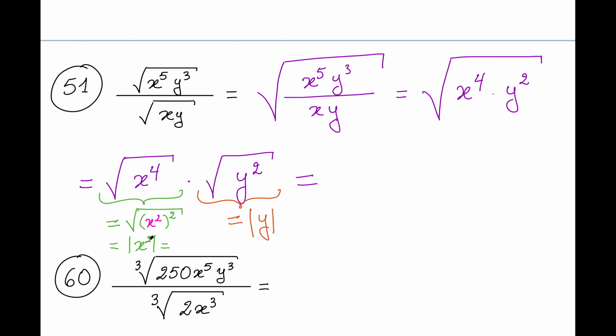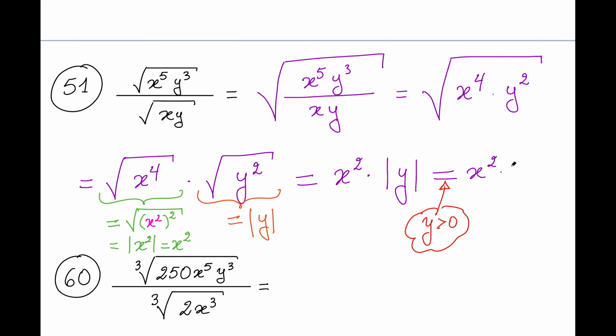All right, if x is not 0, square the x, regardless of what the x is. I know it's not 0, but it can be negative. The square of x is positive for sure. And then the absolute value of a positive number is the number itself. Okay, so we get x squared times the absolute value of y. And here, as discussed earlier in this section, we are told that all the variables are positive. So y is positive, as such, the absolute value of y is y itself.